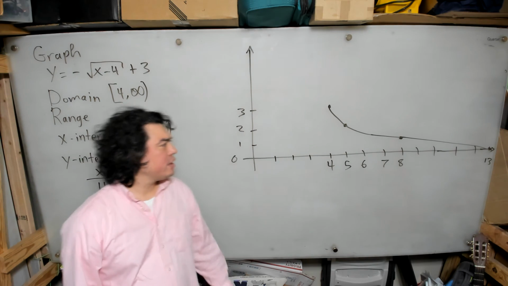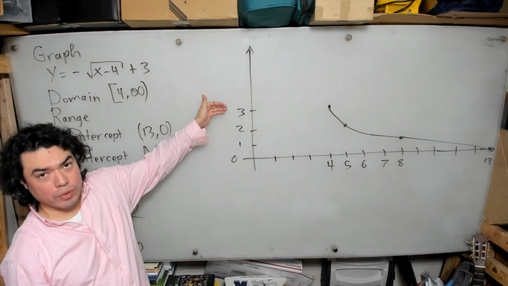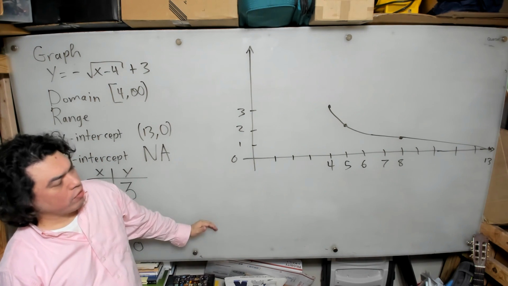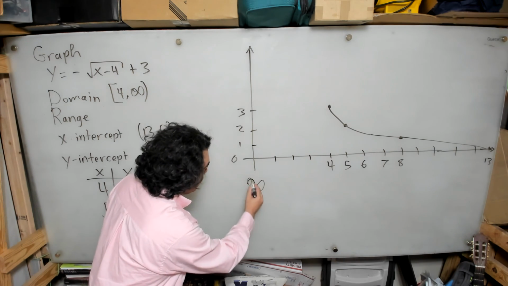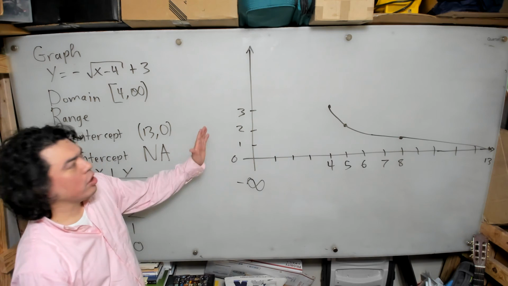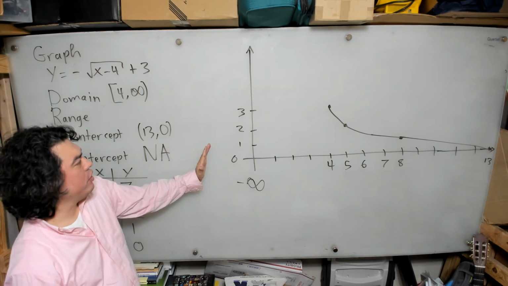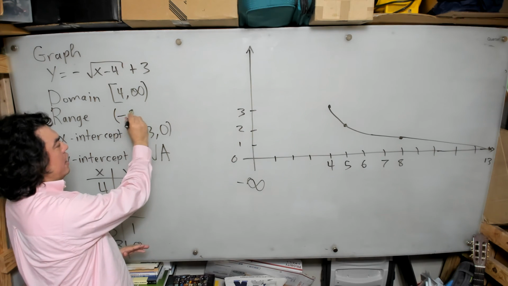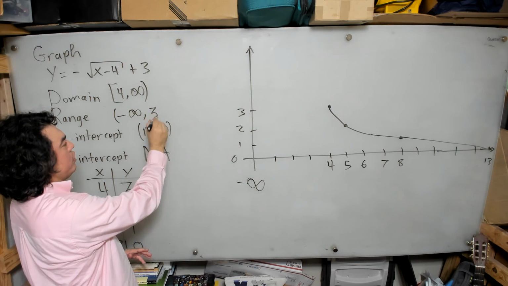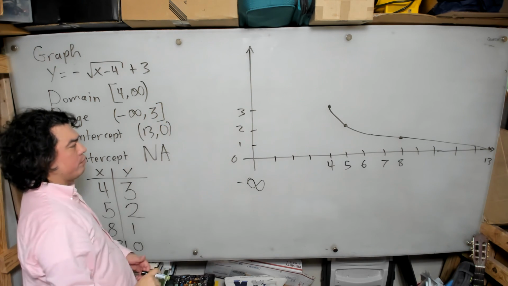Now, in all seriousness, we can see that it's going to go from 3 down forever. Since going down means negative infinity, the range of this square root function will be from negative infinity to 3. And I'm going to include the 3. Okay?